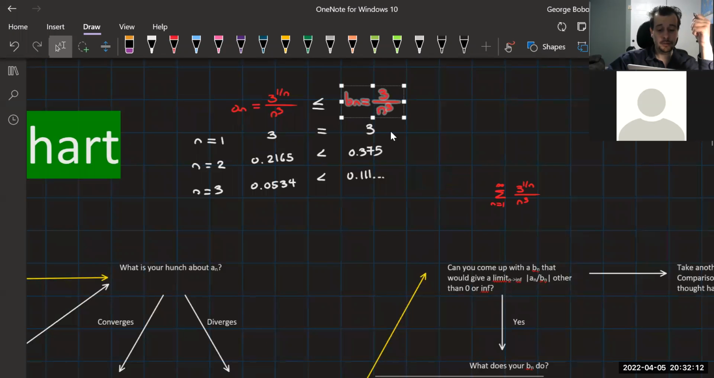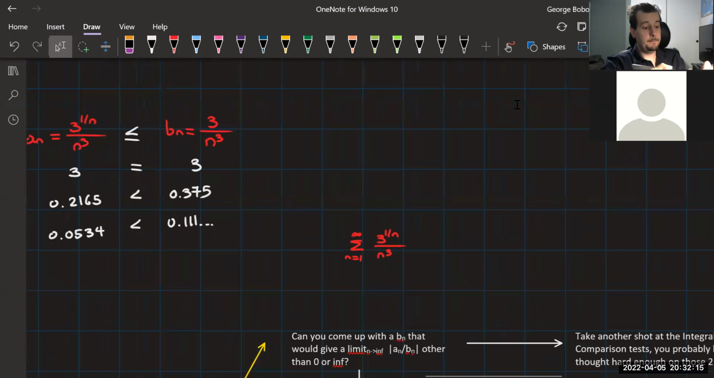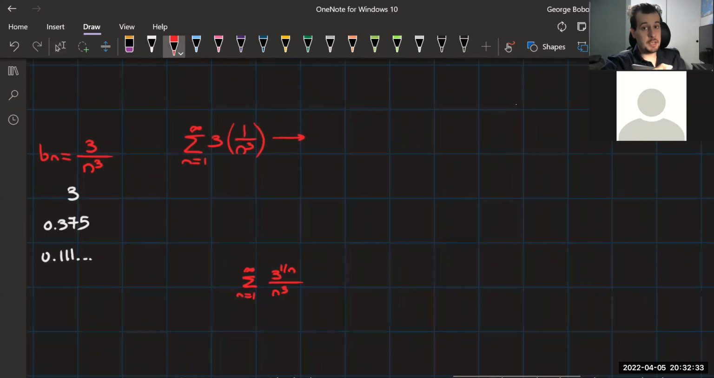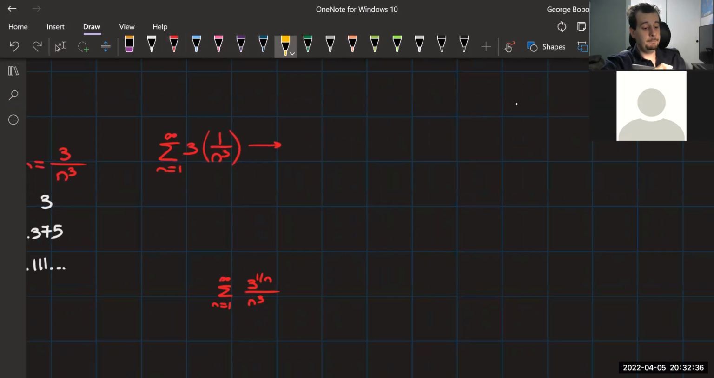What is this? Think about it. I'm helping you out a little bit. Geometric series. Close. Close. It's another one that we are always asking about in the beginning. P series. It's a P series. P here is equal to 3.